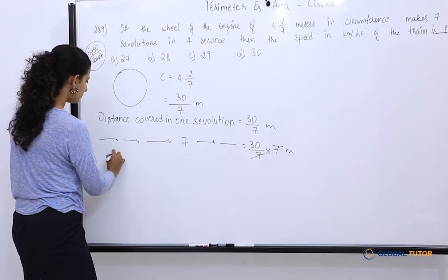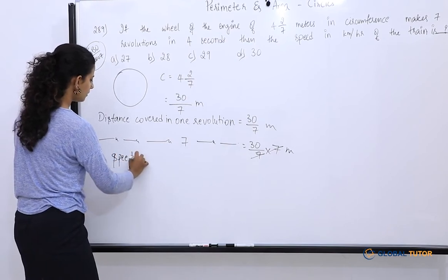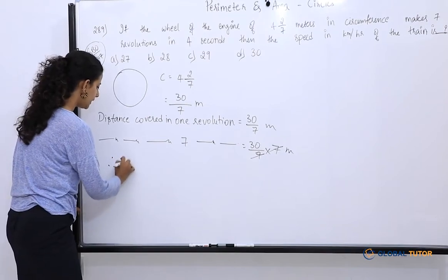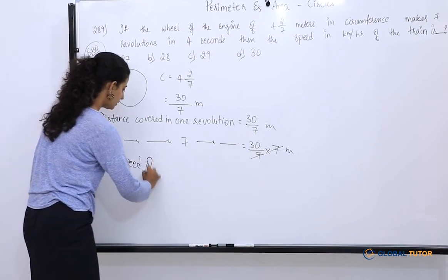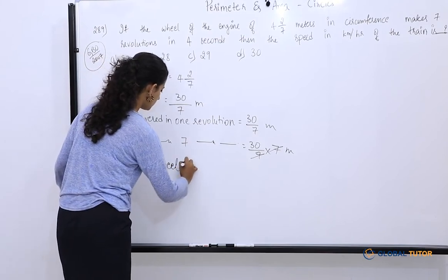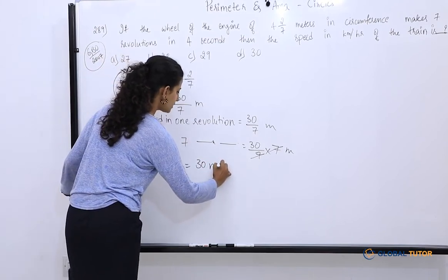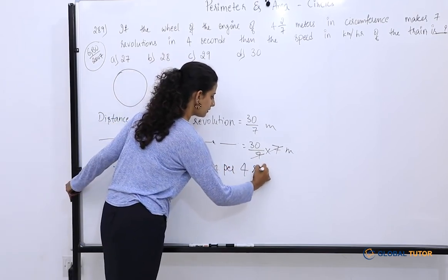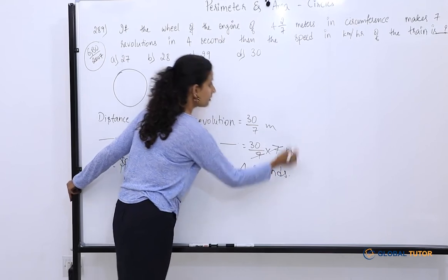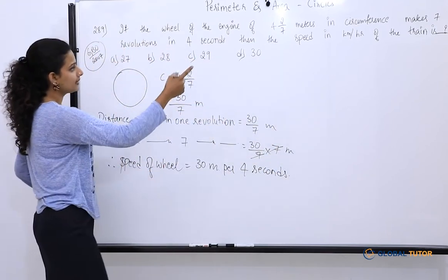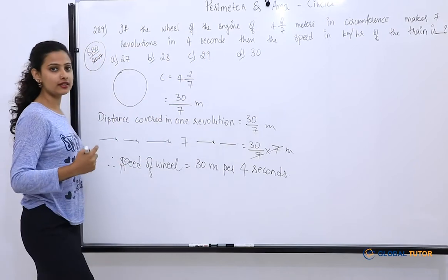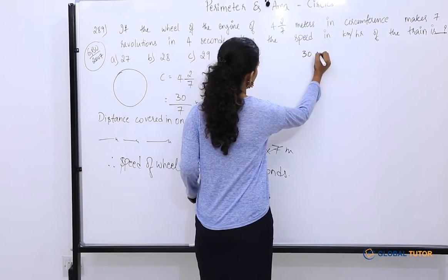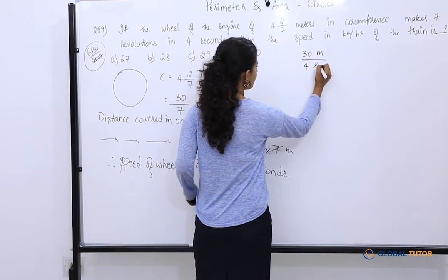Therefore, the speed of the wheel will be 30 meters per 4 seconds, because it is mentioned here, it takes 4 seconds for 7 revolutions. So this is 30 meter per 4 seconds.